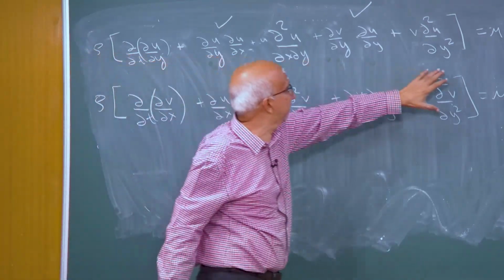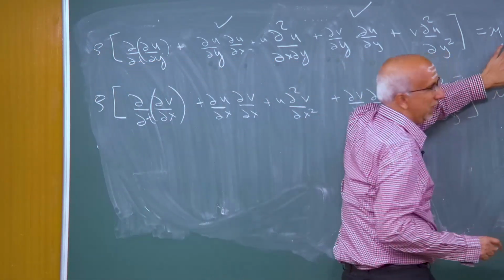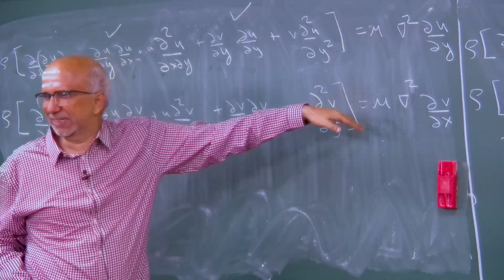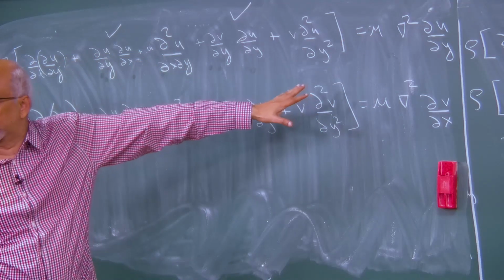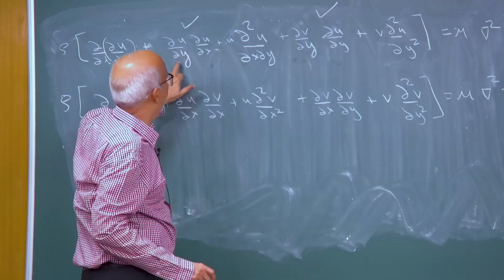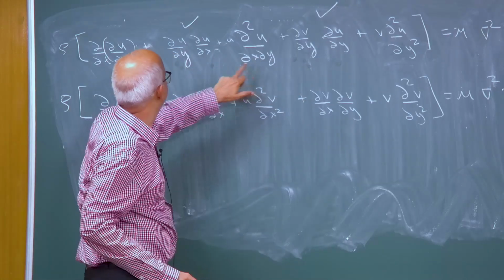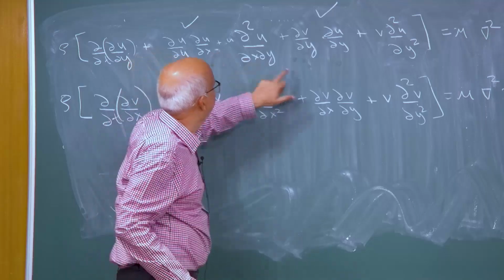I have not written the pressure term, but if you want, you can write it. Anyway, I'm going to subtract, and it gets cancelled off. I want you to focus on these two terms: du by dy times du by dx, and du by dy times dv by dy.